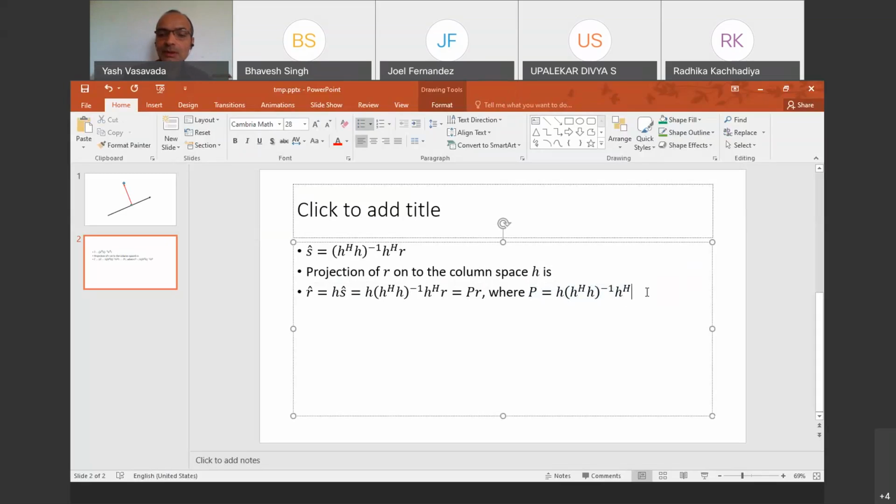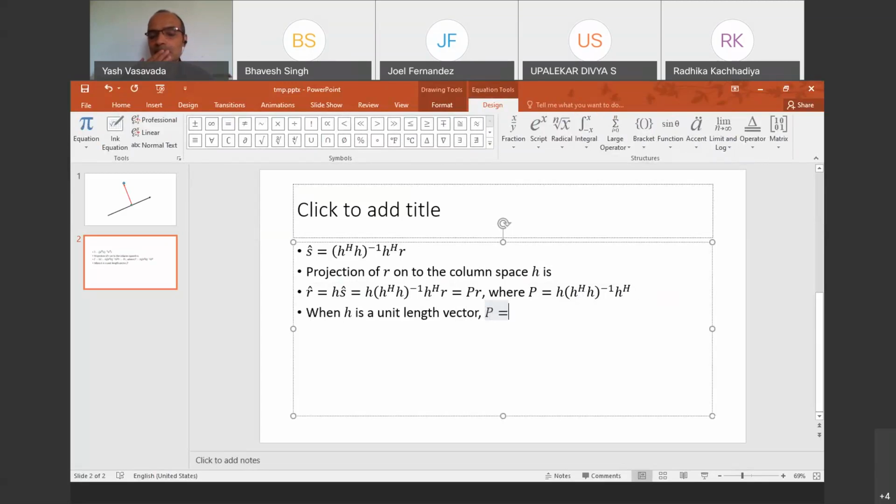Now, suppose H is indeed a vector, and secondly, let us say that H is a unit length vector. So when H is a unit length vector, what will be the equation for P? H into H Hermitian. Correct. H into H Hermitian, because this dot product becomes 1 because H is defined to be unit length. So for the specific case when H is a unit length vector, the projection matrix takes this form over here.